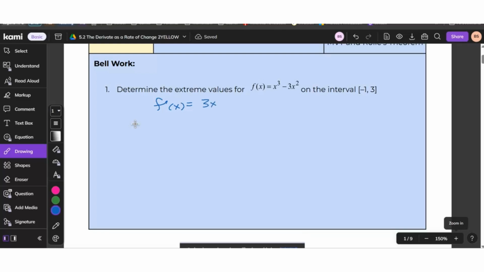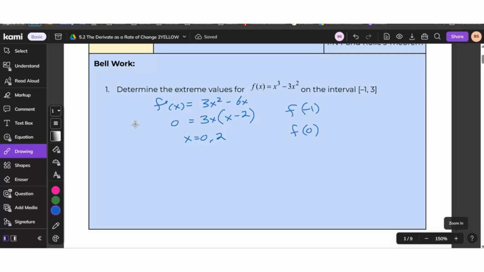It's going to be 3x squared minus 6x. I'm going to make it equal to 0, and I'm going to pull out my common factor. Therefore, my zeros are x equals 0 and 2. So then I check my endpoints: f of -1, f of 0, f of 2, and f of 3. And I'm looking for what my absolute max and absolute min are, right?